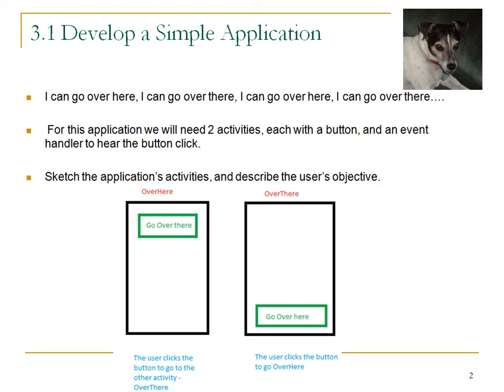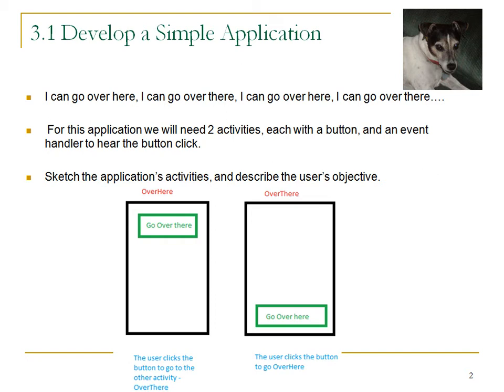So there are two activities. The first one, when the application starts, is an activity that is over here. And the thing that you can do from over here is go over there. That will use an intent to get us to the other activity where you have a button that says go over here. So it starts to be a little bit confusing because when you are someplace you can't go over here, but that's okay. It's not too complicated. You can get your brain around this.